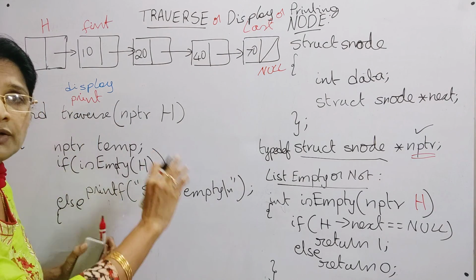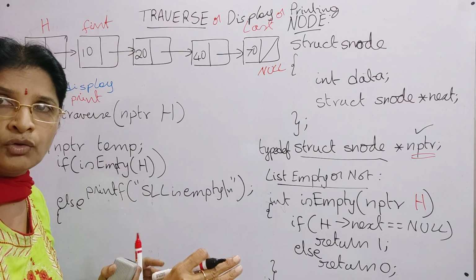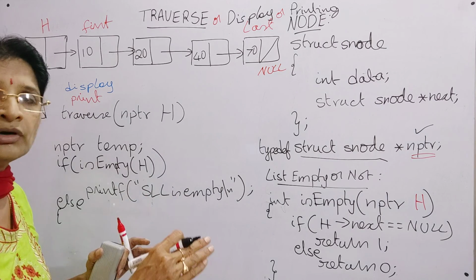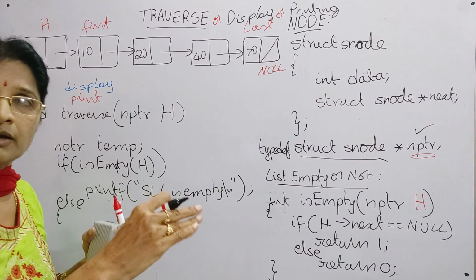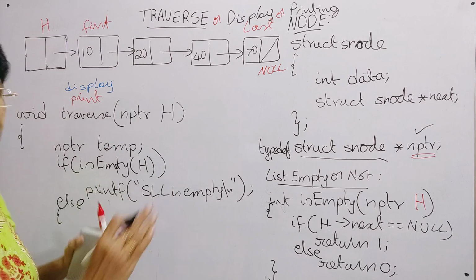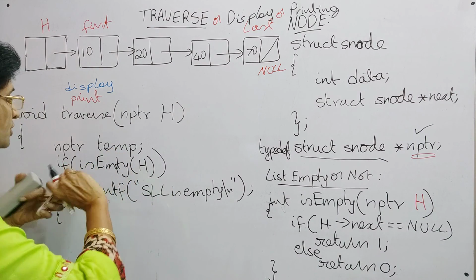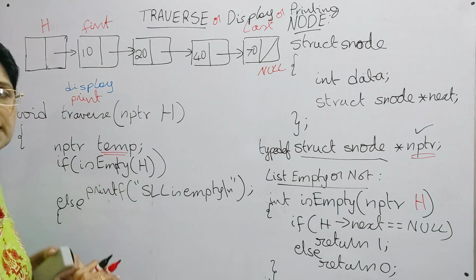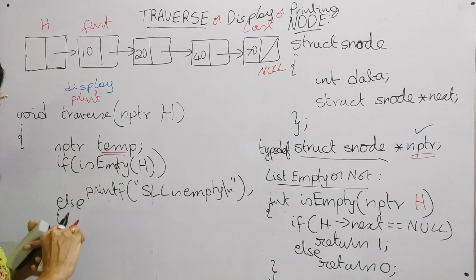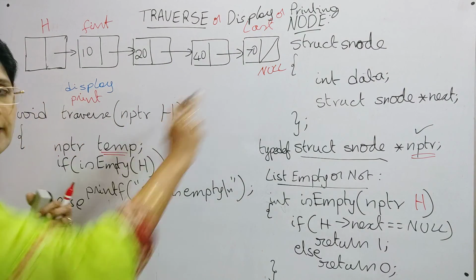what you have to do here: you have to visit each and every node and print the value in each and every node. Okay, so that is what we have to do. For that we have used a temporary variable called temp. This temporary variable is used to traverse through the list.